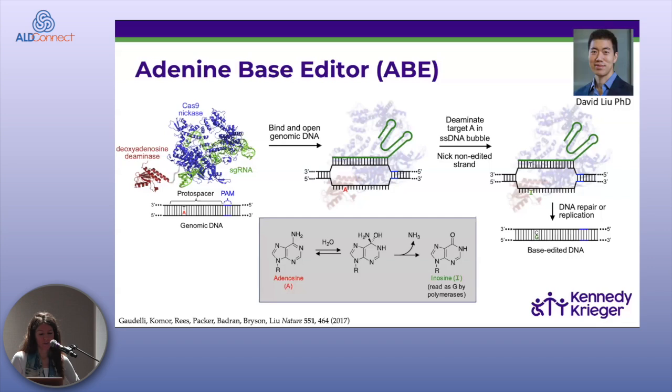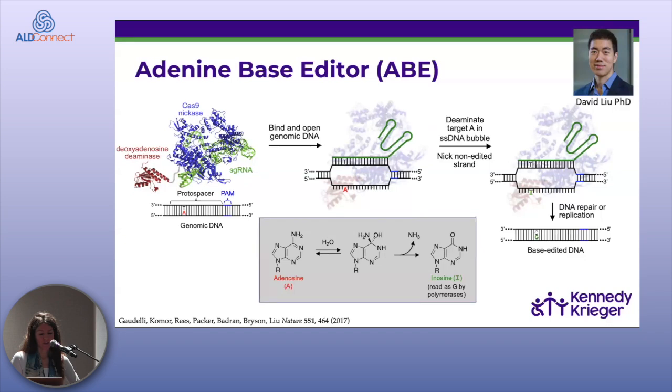And then what happens is it identifies an adenosine, which is why it's an adenine base editor, and then that will actually remove just an amino group. When that amino group comes off, it turns it into an inosine. Then the natural repair mechanisms come through, change that inosine to a G, and that's read by polymerases, and now you've turned an A to a G. That's a very simple one nucleotide change.